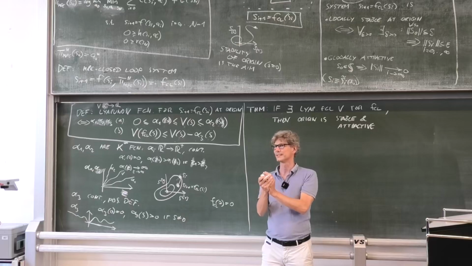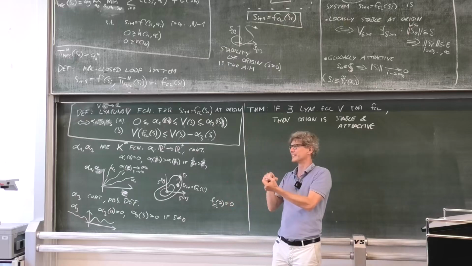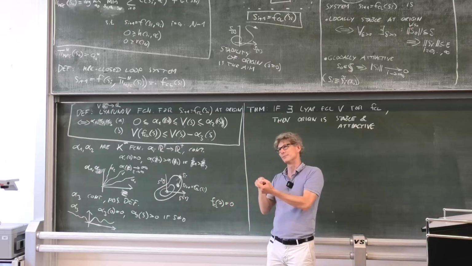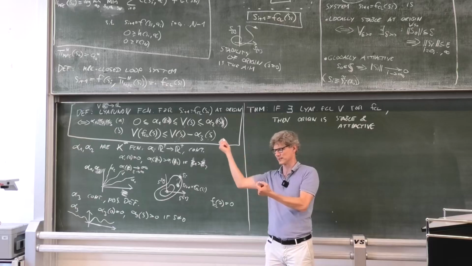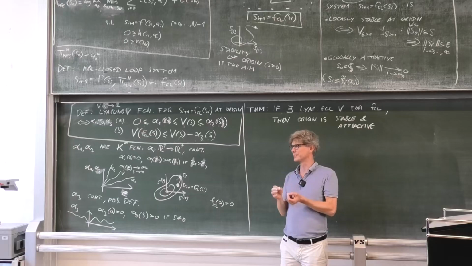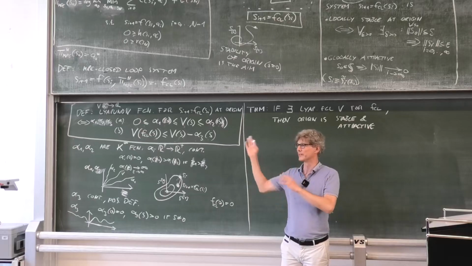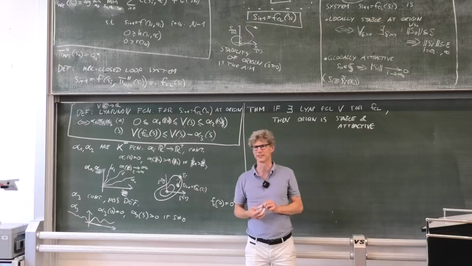The other thing is, if somehow with one single trajectory you can show that your origin isn't attractive, for example, you prove that you're going away or you're never approaching zero, then you have already disproven the existence of a Lyapunov function. So this is an interesting relation.